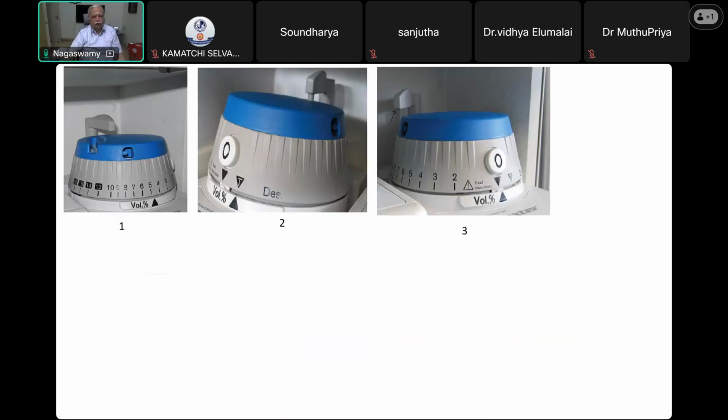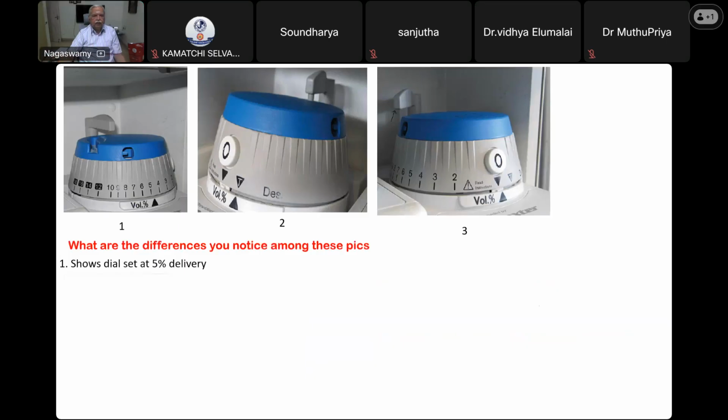What is the first one showing? First picture: it is open, on at 5% concentration. And the second one? It is in the transport or tilting position. Third one is closed, or 0%. Okay. So the first shows delivery at 5%, the second the dial in transport position, and the third the dial in off position with no vapor delivery.